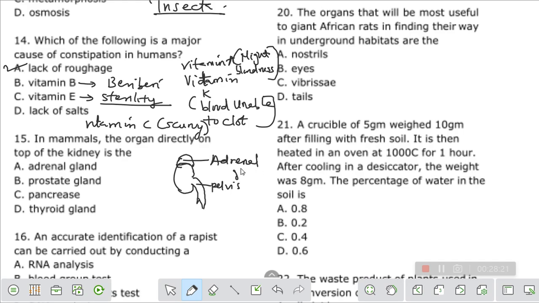An accurate identification of a rapist can be carried out by conducting what? The answer is not even blood group test, which is not really reliable. We would have gone for that.